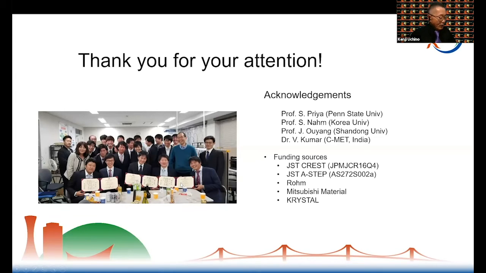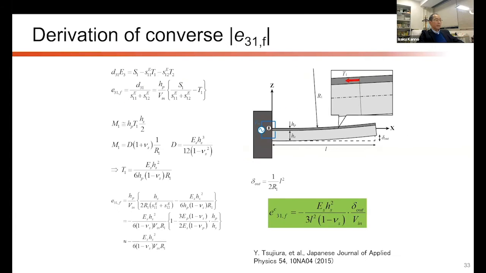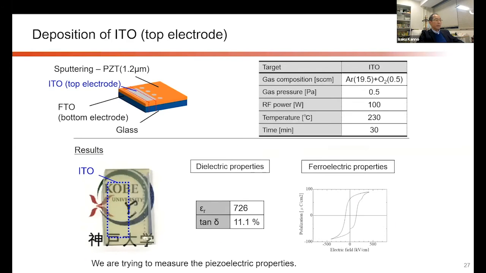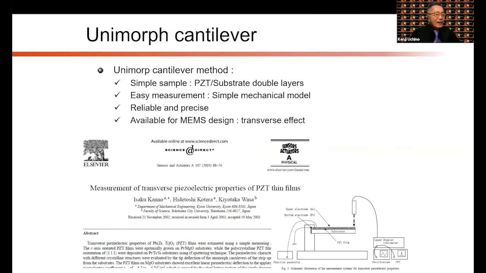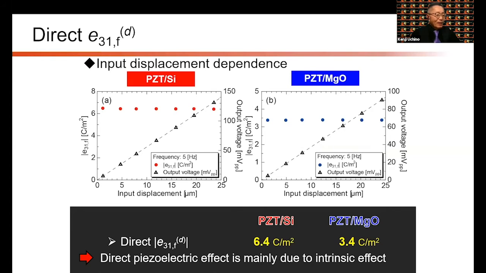Third from the last slide, you mentioned the PZT on silicon and on MgO. And the d constant is significantly different. Why is silicon much better than magnesium oxide? PZT should be the same. Yes, same. But PZT on MgO is epitaxial PZT, and on silicon it is polycrystalline.